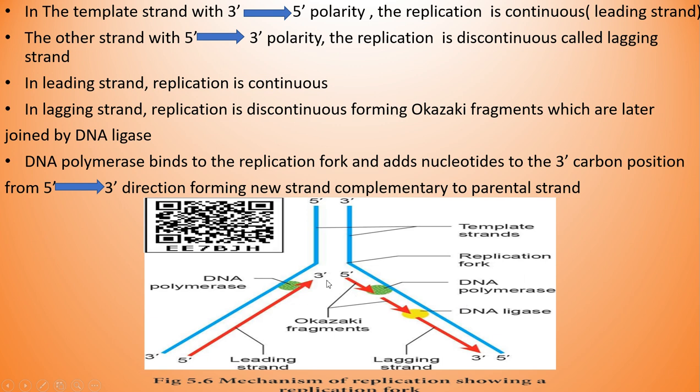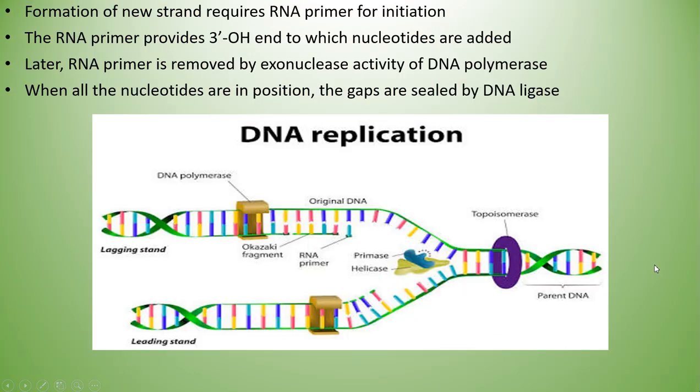Always the replication occurs in the 5' to 3' direction. The addition of nucleotides with the help of DNA polymerase occurs only in the 5' to 3' direction. Now we'll see about the formation of the new strand. At the initiation of replication, one more important component is required, called the RNA primer. For the initiation of replication, what is required? RNA primer.